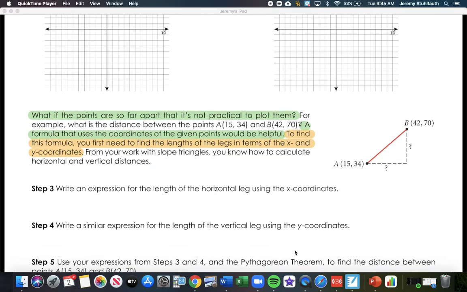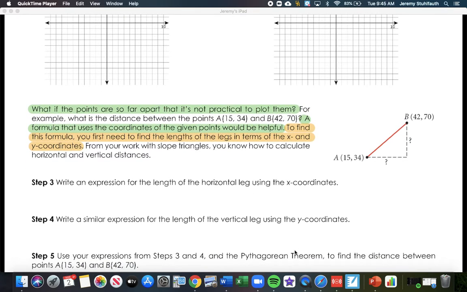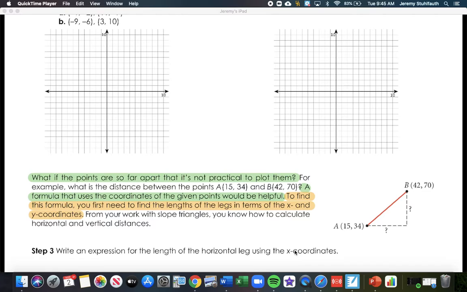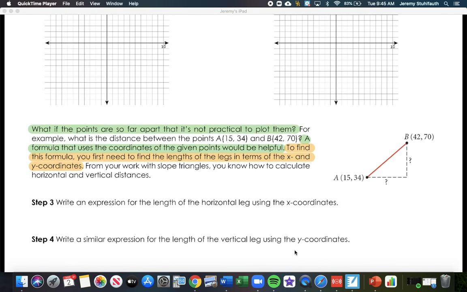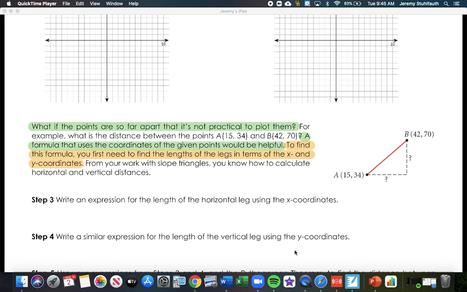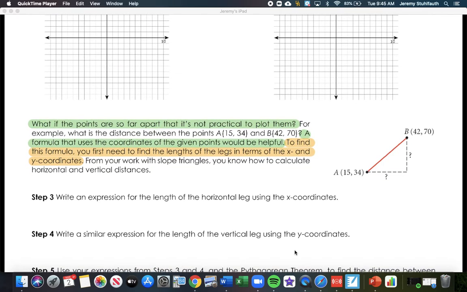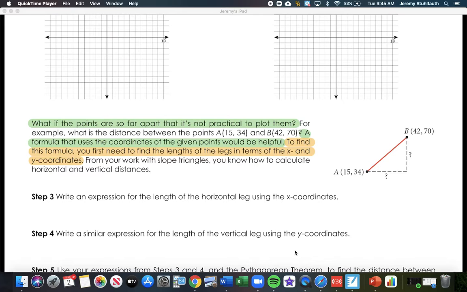So what we want to think about is, what if the points are so far apart that it's not practical to plot them? If you take a look at this, we have the points (15, 34) and (42, 70). They are very, very far apart, and it might be hard to put them on a graph where you only have 10 units to the left and right and up and down. So what can we do to find the distance between those points without having to graph them, count up the spaces in between them, and then use the Pythagorean theorem?